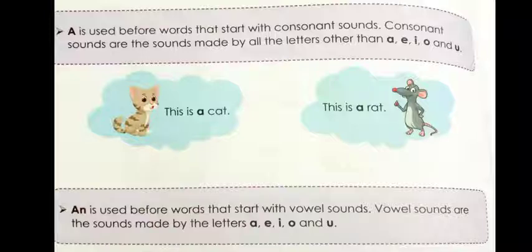We use an only when we can see or hear a vowel sound, like apple, orange, and ant. An apple, an orange, an ice cream. Okay, now you understood where to use a and an.